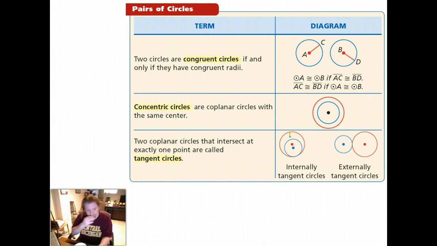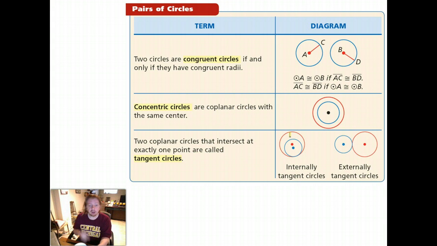Now, we can also talk about types of circles. There are congruent circles. These are circles that have the same radii. Remember, a circle only has one measurement, and that's its radius. So to establish that two circles are congruent, or the same in size, they just have to have that same radius, that one same measure.